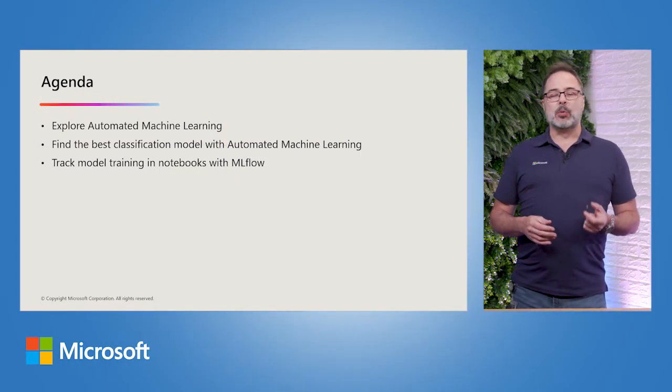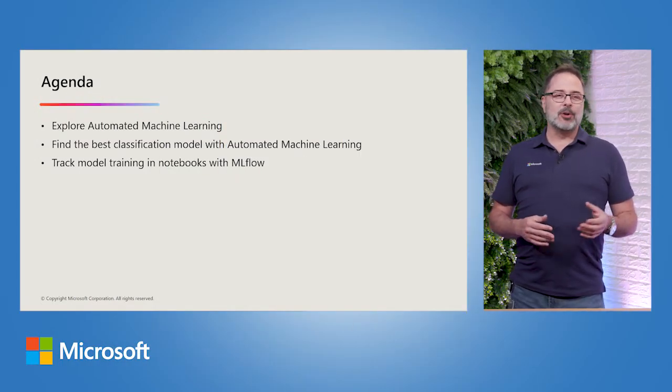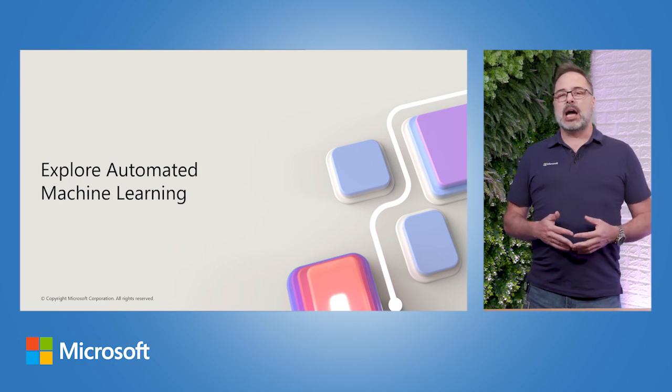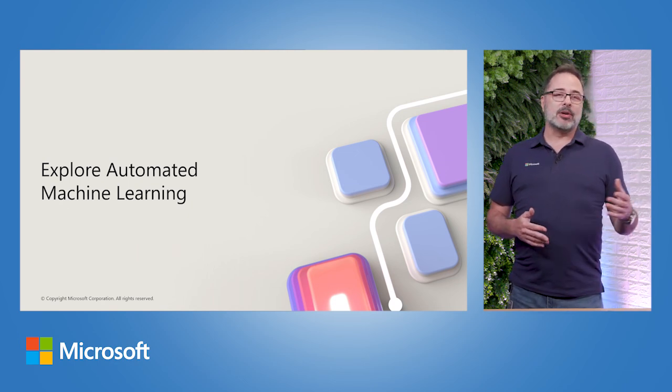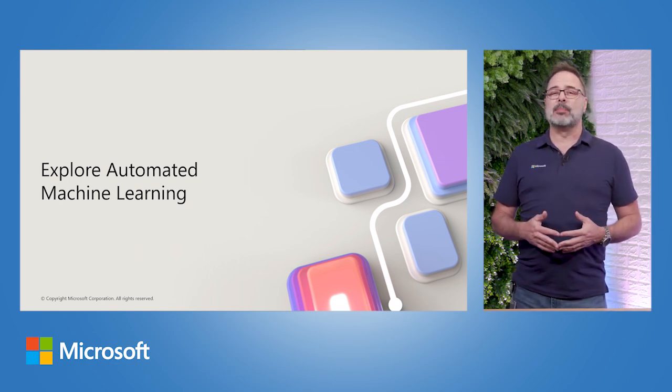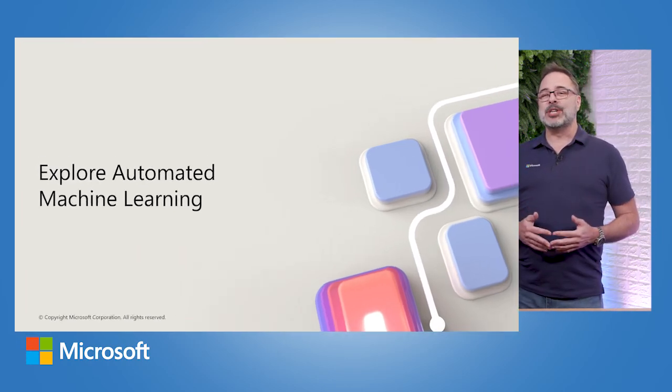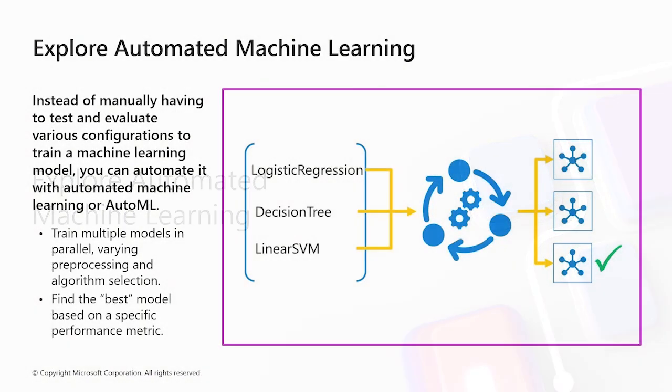In this video, we'll be focusing on running experiments using automated machine learning. We'll start this session by introducing what automated machine learning is, followed by how to find the best model using it. We'll also spend some time on introducing MLflow and how it can help with tracking and managing your experiments. So let's get started with what automated machine learning is all about.